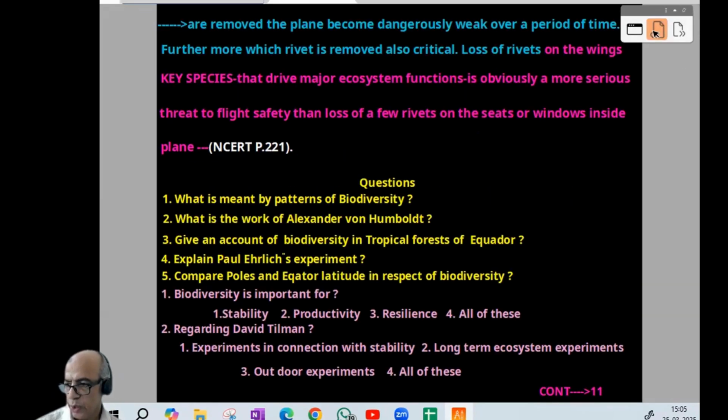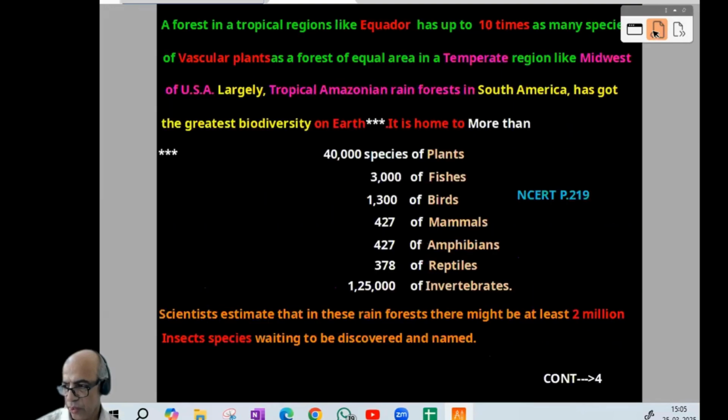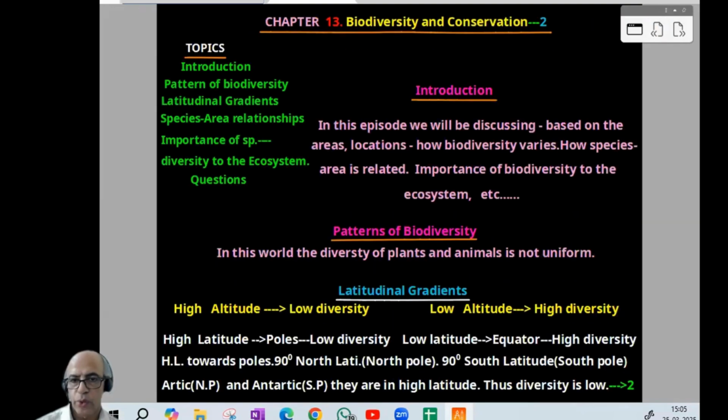I think the idea is clear, so we can just revise all the things we learned in this second part of biodiversity and conservation. From the exam point of view, important topics are here in this episode. Two questions we can anticipate. Such an important area. As usual, introduction: what is biodiversity, area, location, how it is connected, species-area related, etc. Then the pattern of biodiversity, which we started to explain: high altitude, low altitude, high latitude, low latitude, poles, equator, that way.